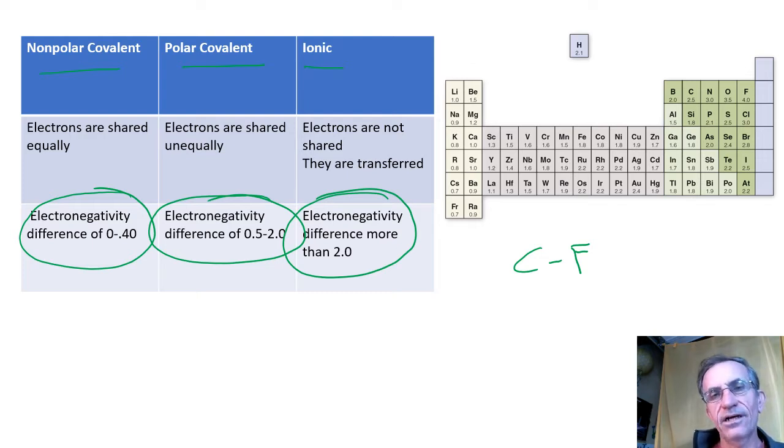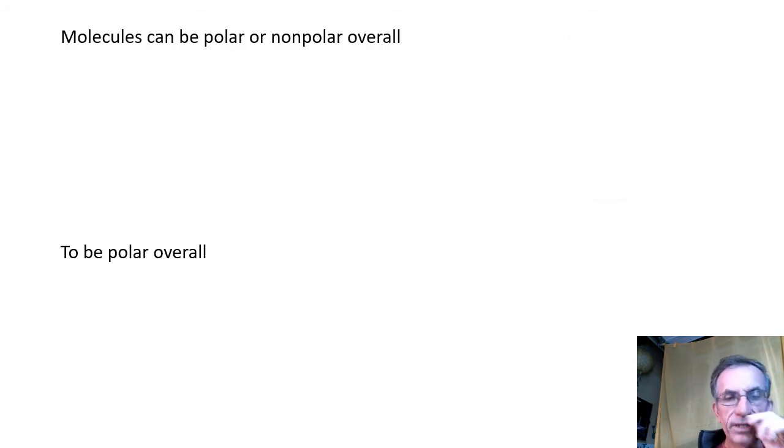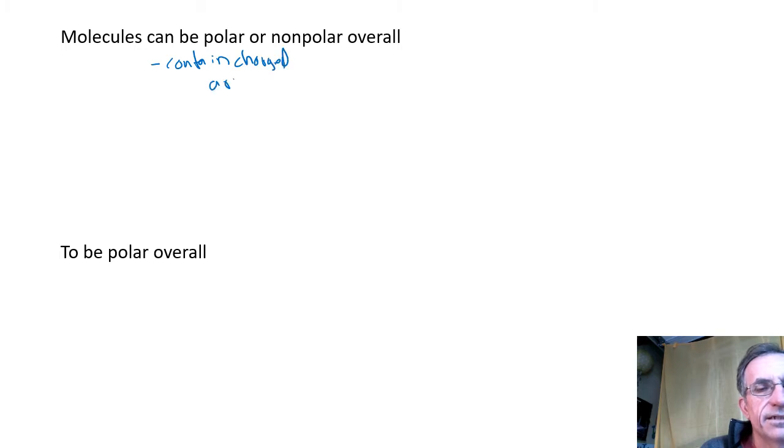Now, it turns out a related thing is that an entire molecule can be polar or nonpolar. So let's talk about what that means. It is related, but it's not exactly the same thing. Molecules can be polar or nonpolar overall. Now, what does it mean to be polar? Polar molecules contain charged areas. Nonpolar molecules do not contain charged areas.